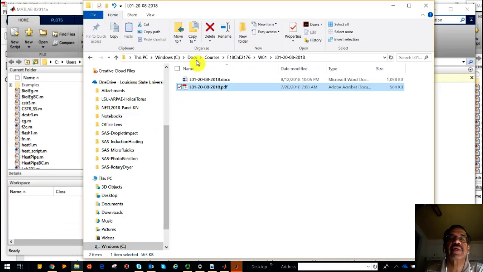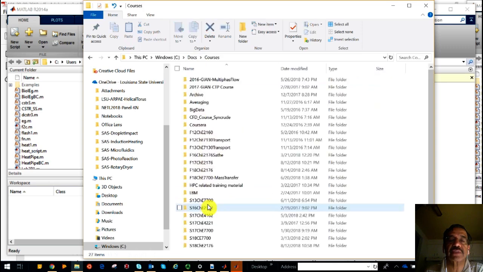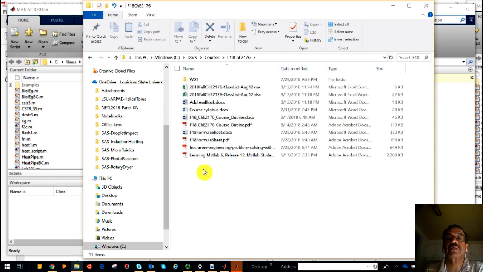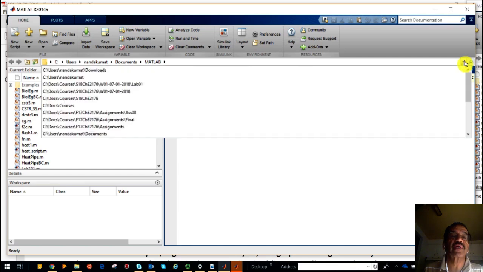So here you have a folder called Docs. Inside that, I have a folder called Courses. Inside that, I have a folder called F18ChE2176. Okay, so this is called the path, and if you enter any command, there is a sequence of search procedures that it will go through to interpret what you are trying to enter and act on it. So this path should typically be set to your current path where you're doing your homework or assignment.